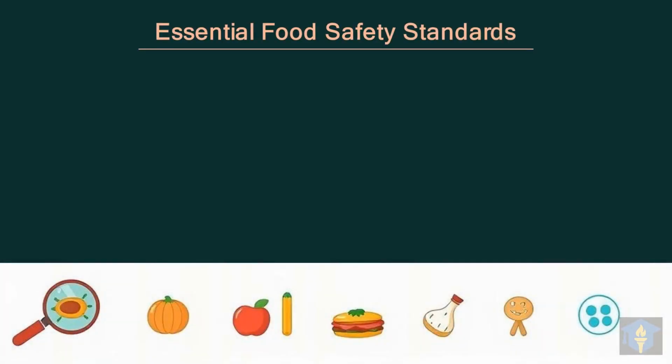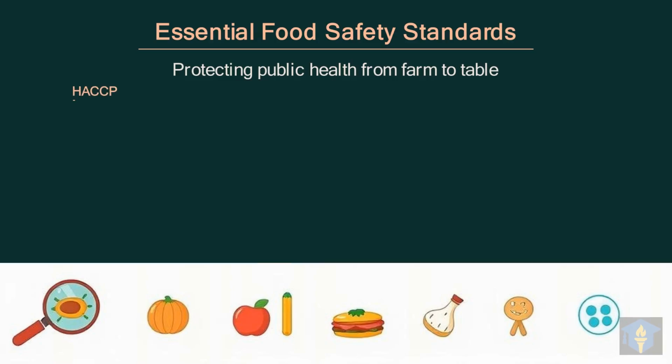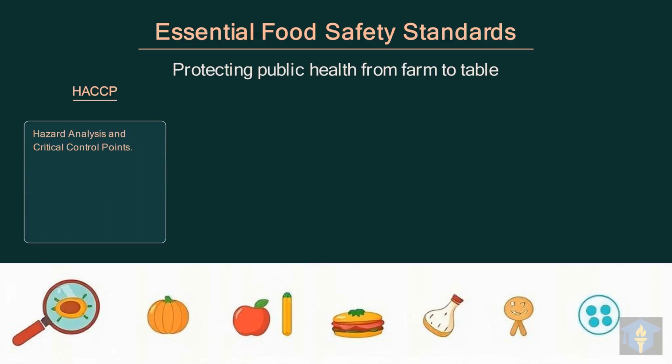Next, we'll examine essential food safety standards that protect consumers. These standards protect public health from farm to table, ensuring food safety at every step. Let's start with HACCP, a critical food safety system. HACCP stands for Hazard Analysis and Critical Control Points. This system identifies, evaluates, and controls food safety hazards effectively. It focuses on prevention during the production process to ensure safety.